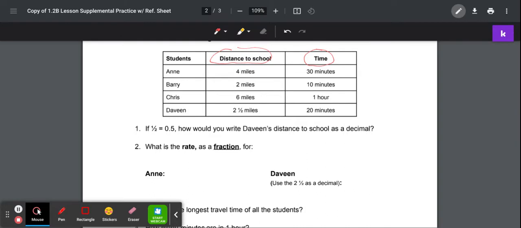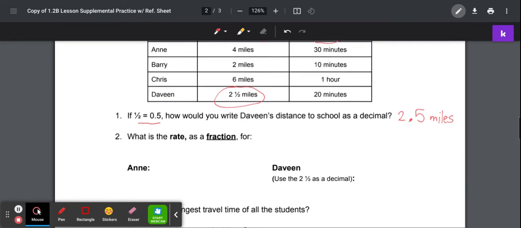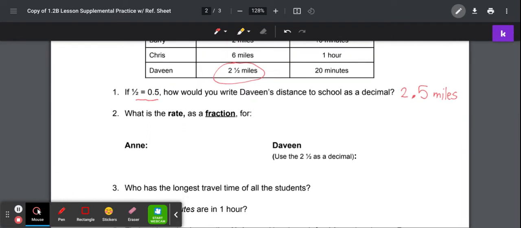So number 1 is showing you that 1/2 as a fraction would be equivalent to 0.5 as a decimal. So using that knowledge, how would you write Davin's distance to school as a decimal? So Davin is traveling 2.5 miles. So since you know 1/2 is 0.5, you would write this as 2.5. And then make sure to write your units because those are important as well. We talked about units earlier in the lesson.